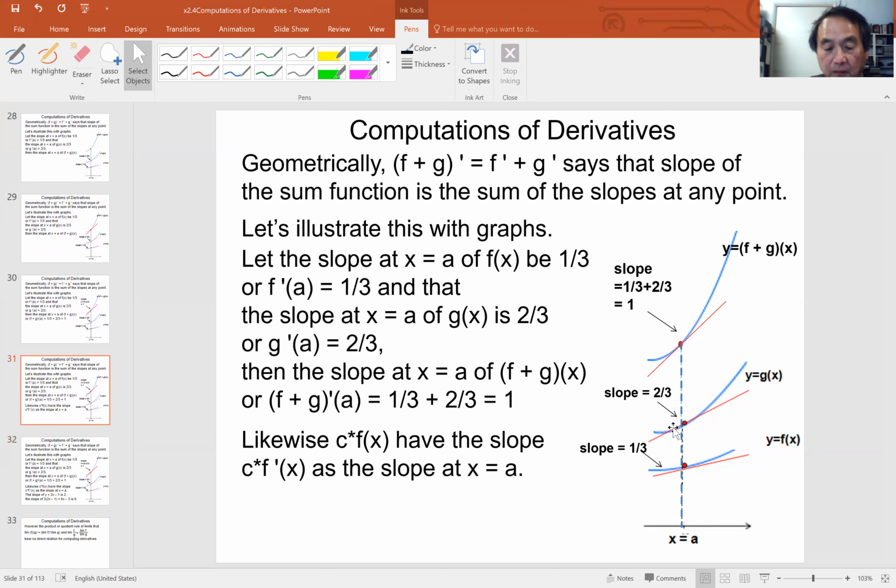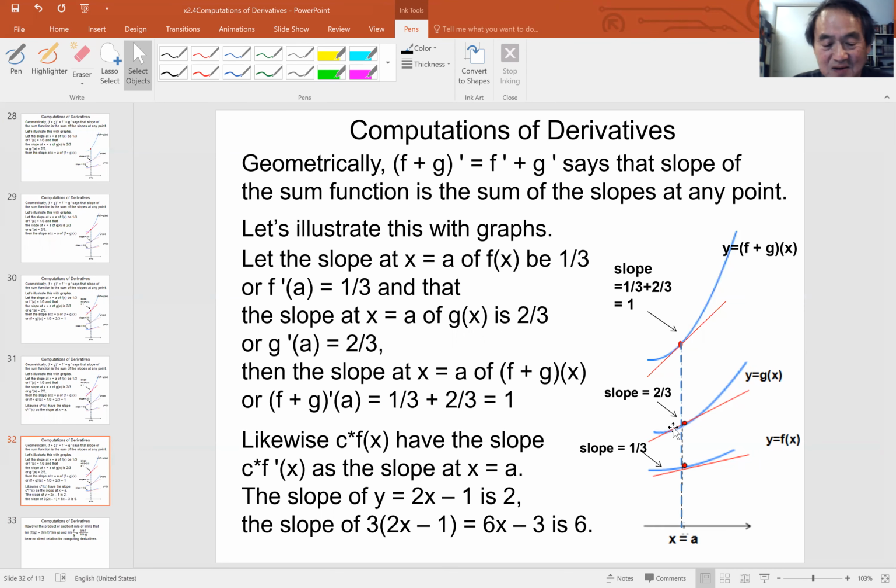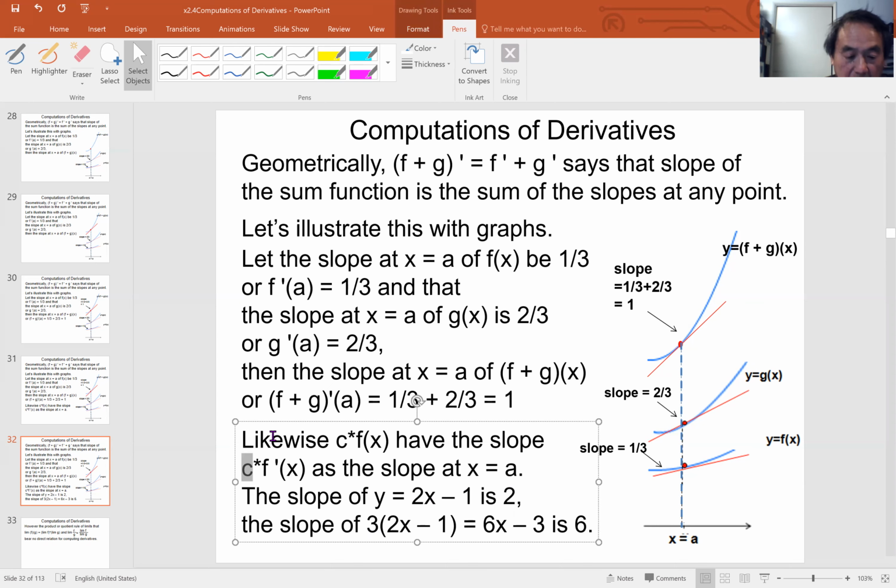Likewise, I can multiply a formula by a constant, then in the limit I can take the constant out. So the derivative of a constant multiple is the constant times the derivative. The slope of 2x minus 1 is 2, so if I multiply by the constant 3, then it will be 6. Multiplied by c.